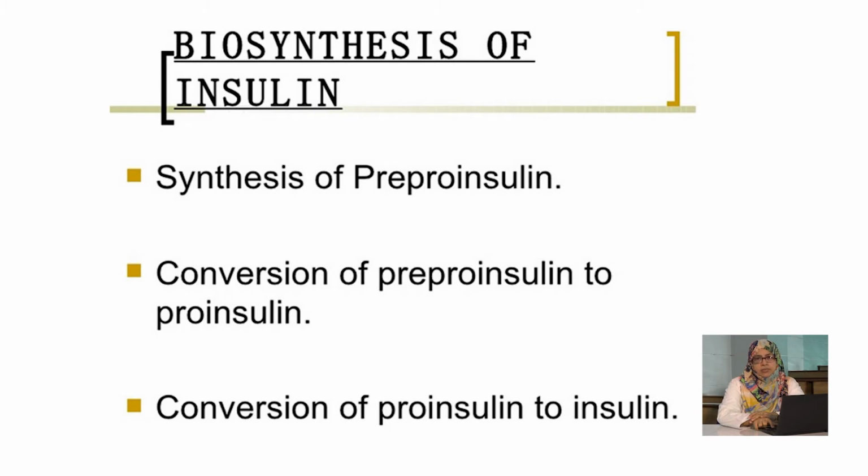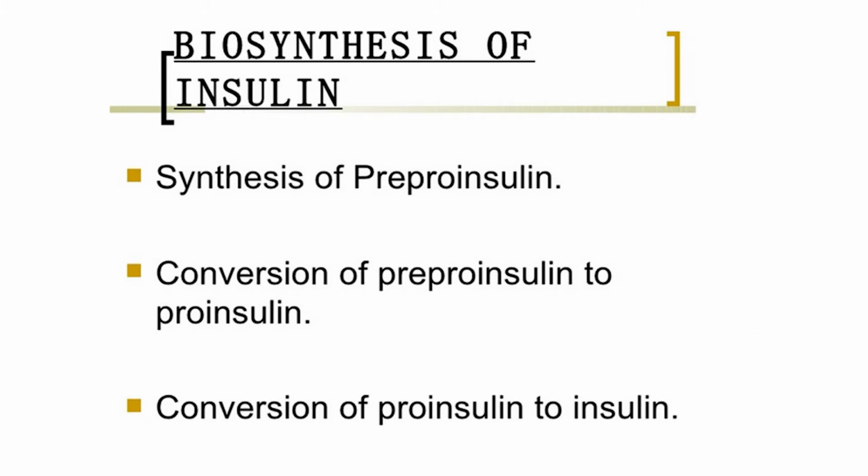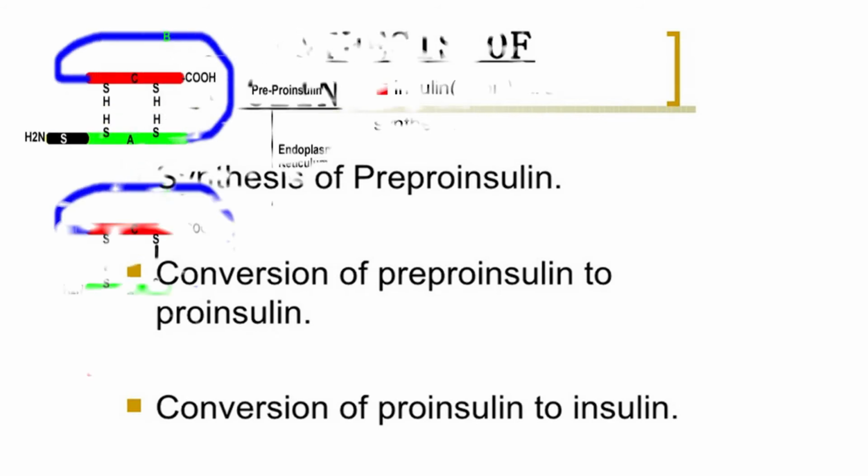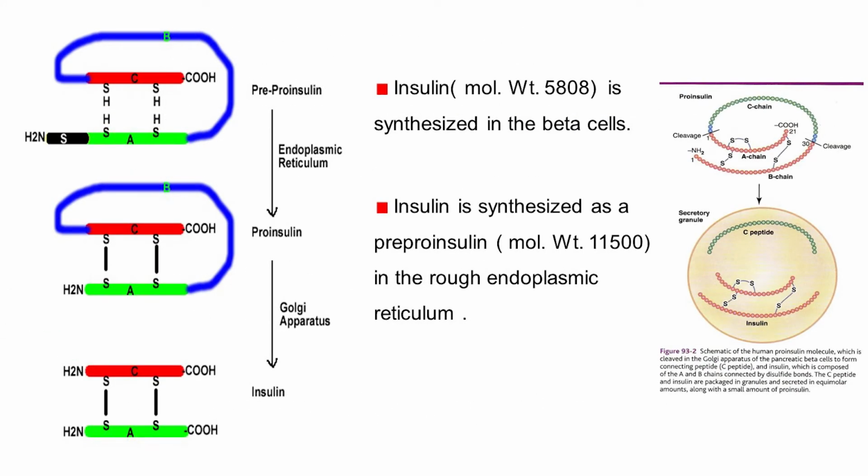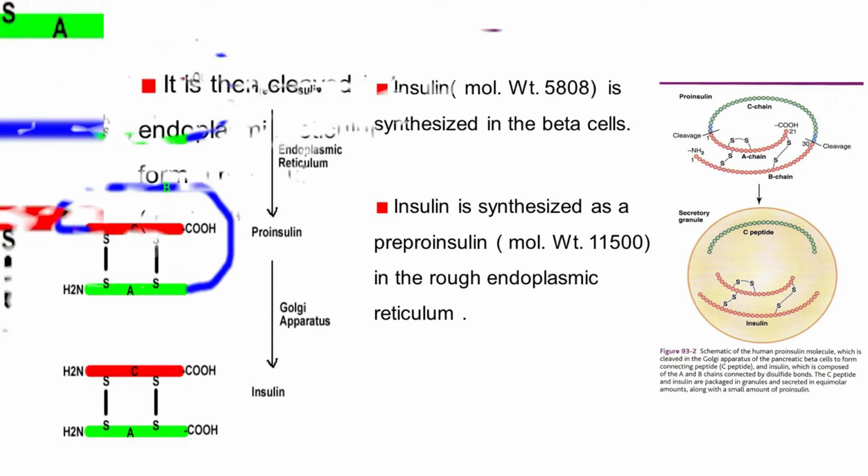Now we are going to discuss the biosynthesis of insulin. Insulin is first synthesized as pre-proinsulin, then pre-proinsulin is converted to proinsulin, and then proinsulin is converted to insulin. How does it occur? Let us see. Insulin has a molecular weight of about 5808 and it is synthesized in the beta cell. It is synthesized as pre-proinsulin, which has a molecular weight of about 11,500, in the rough endoplasmic reticulum.